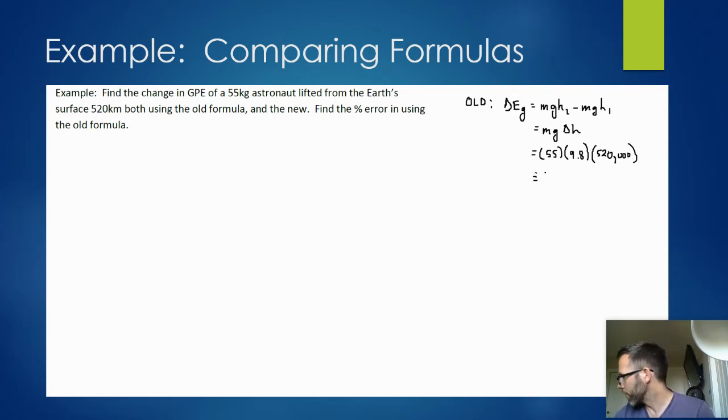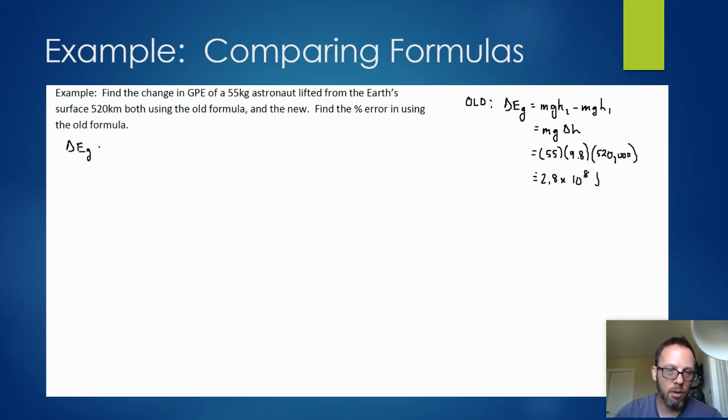So let's get that change in energy the old way. How accurate do you want to be? So that's about 2.8 times 10... how many zeros is that? I think it's 8. I got 8 before. So that change in energy is about 2.8 times 10 to the 8 joules. So let's see how the new formula does.